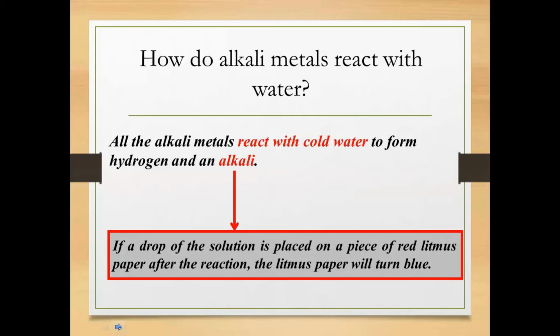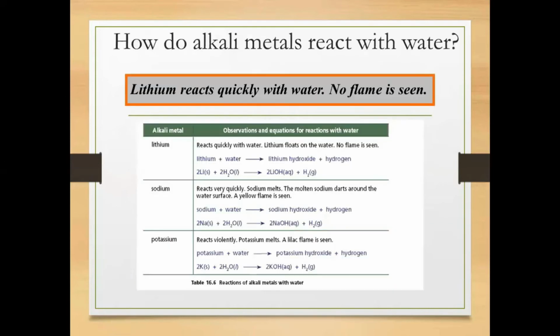For example, after the reaction of water with these metals, if you drop that solution onto litmus paper, you will find that it changes its color from red to blue. That clearly shows that a highly concentrated strong alkali solution is formed after the reaction with water.